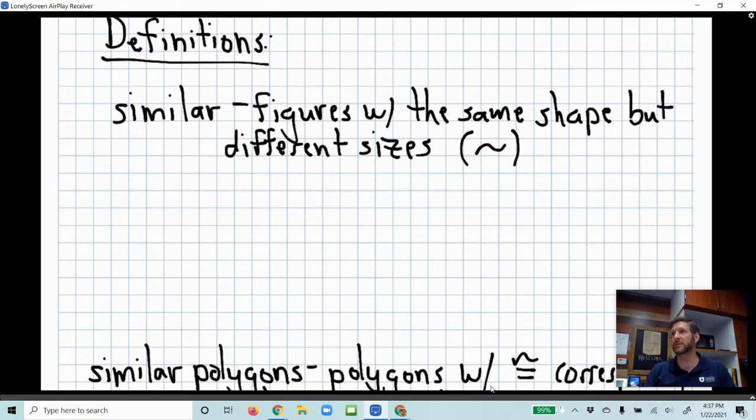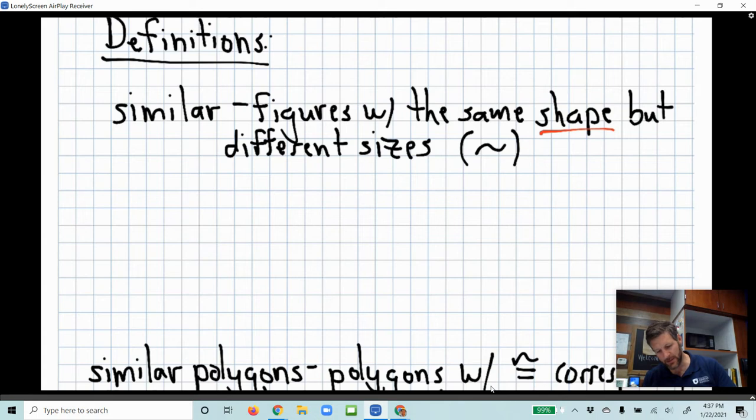Obviously, generically, the word similar means they're close in resemblance. They're not exactly the same, but they remind you of each other. Specifically with polygons, it's figures that have the same shape, but different sizes.